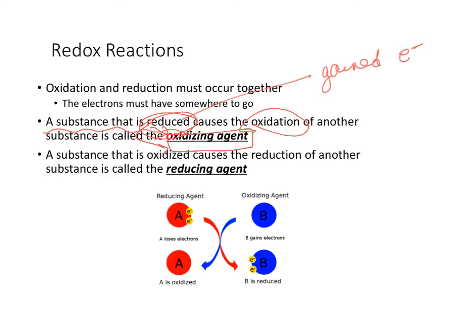And similarly, if you have something that has been oxidized, so therefore something that's losing an electron, that means the electron that it's losing or giving away has to go someplace else. So in other words, whatever's been oxidized is causing something else to be reduced. So whatever's been oxidized is also referred to as the reducing agent.